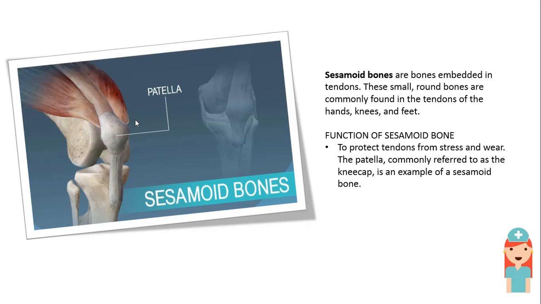Sesamoid bones are bones embedded in tendons. The small, round bones have a unique structure. They are commonly found in the tendons of the hands, knees, and feet. The function of the sesamoid bone is to help protect tendons from stress and wear. The patella, commonly referred to as the kneecap, is an example of a sesamoid bone. What the sesamoid bone does is protect the tendons from stress and tear.